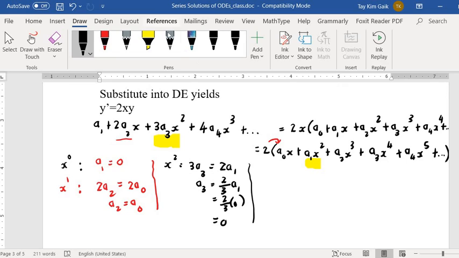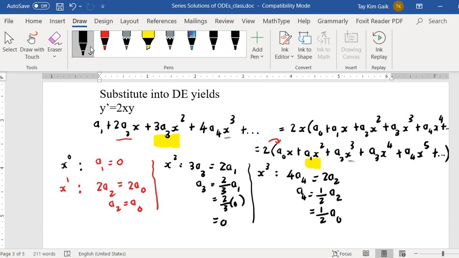Then we compare the x cubed term. The coefficient on the left side is 4a4. Right hand side, don't forget, 2 times a2. So a4 is 2 divided by 4, which is half a2. Plug in a2, which is a naught, so you have half a naught.